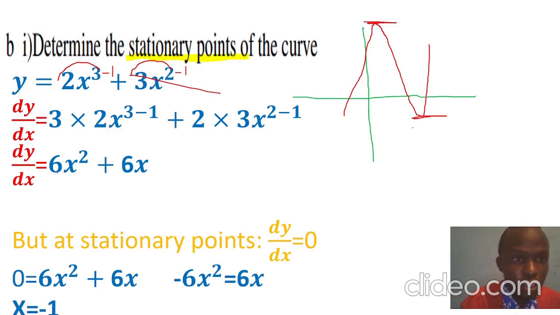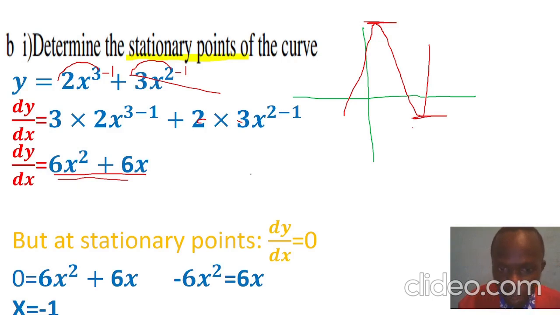3 times 2 is 6x squared. Why are we saying x squared? Because 3 minus 1 is 2. Plus 6x, because 2 times 3 is 6, and x to the power 2 minus 1 is x, so that's why 6x. And the gradient function of that particular curve is given by 6x squared plus 6x.